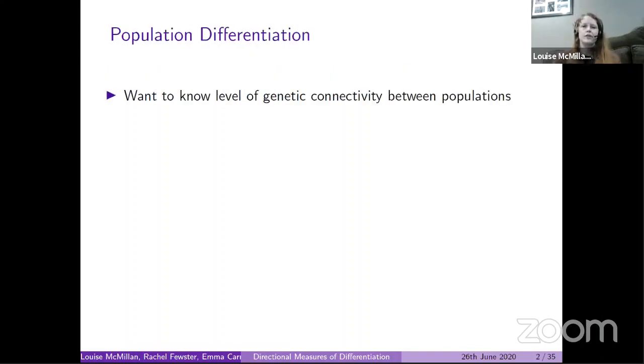So I'm going to be talking today about one of the main questions in population genetics, which is how much genetic connectivity is there between two populations of animals in different places.